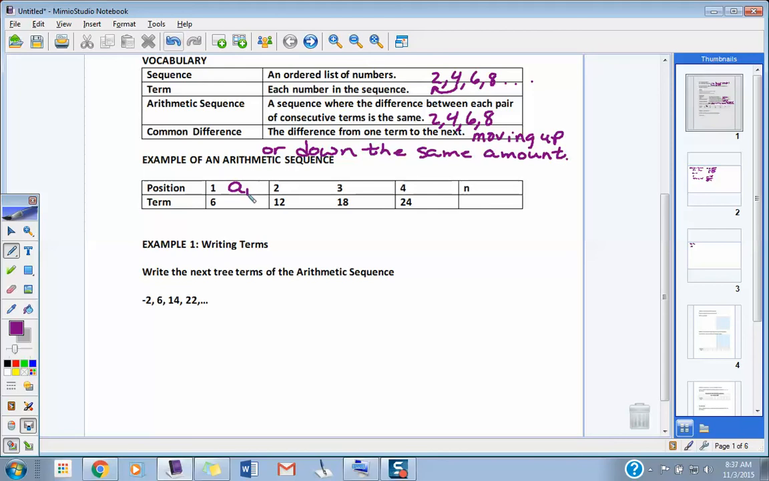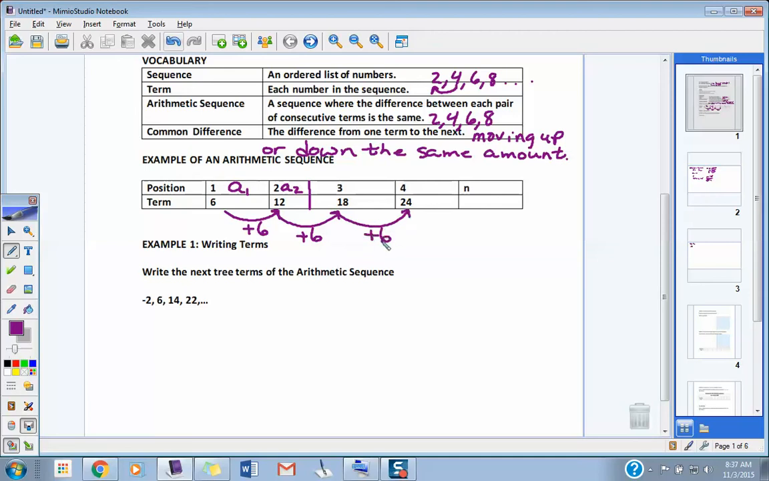Okay, in position 2, what value do you have in position 2 here? 12. So you would have a difference of, let's see, going from 6 to 12, positive 6. When I say position 2, this would be the term A2. To go from 12 up to 18, the third term, guys, what's my difference? Okay, from 18 to 24, what's my difference?